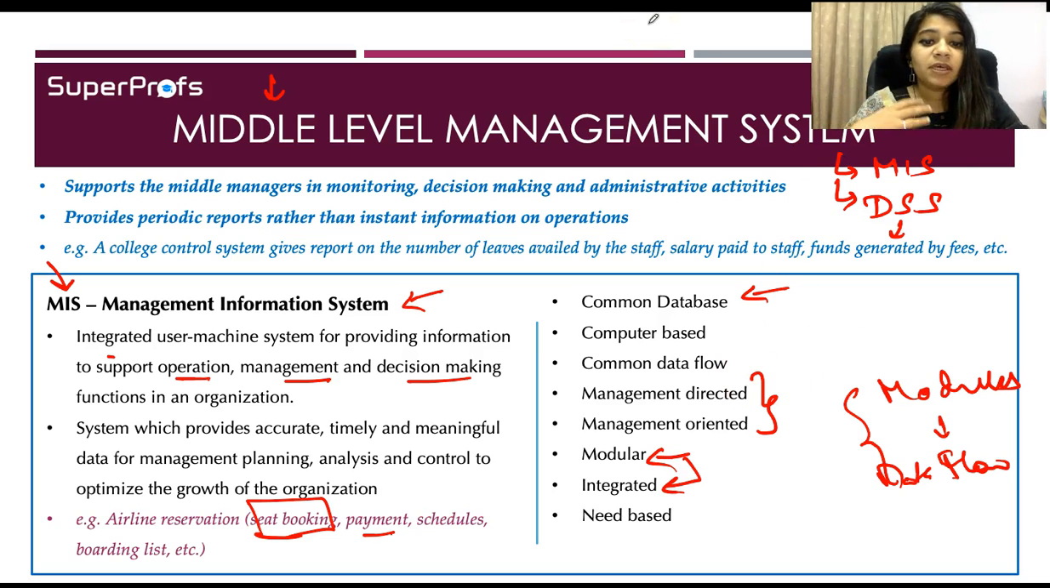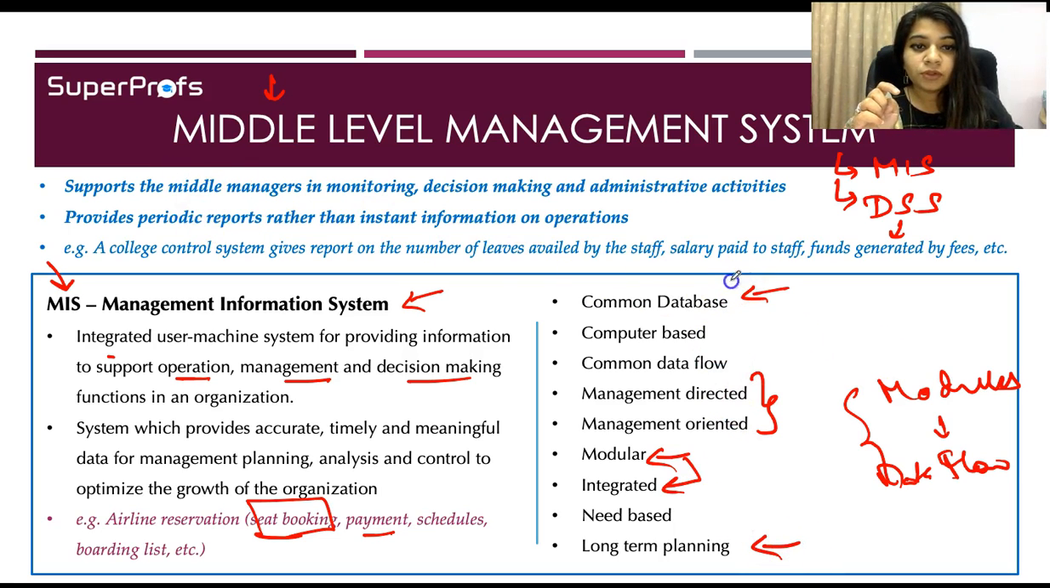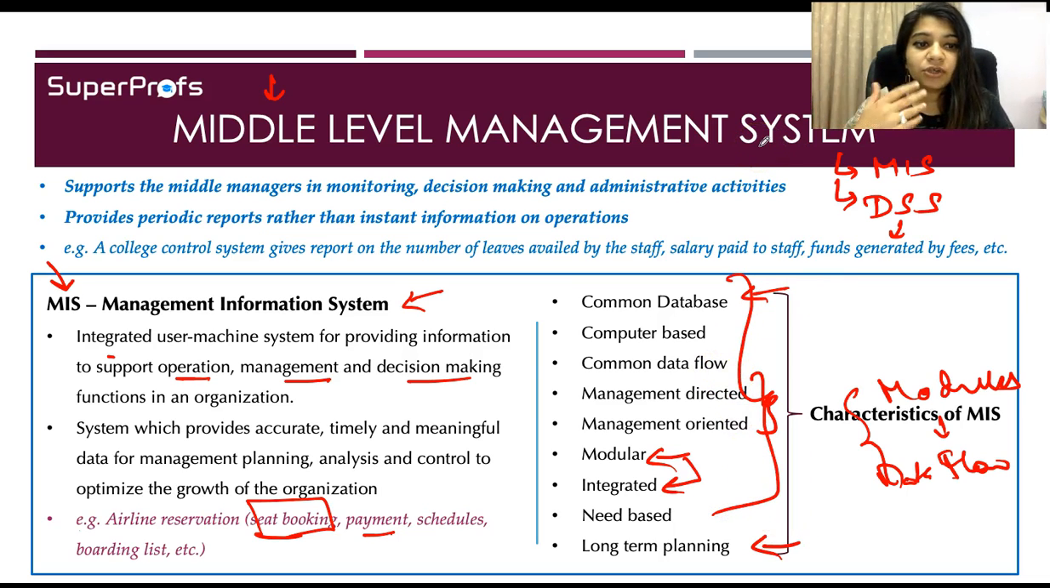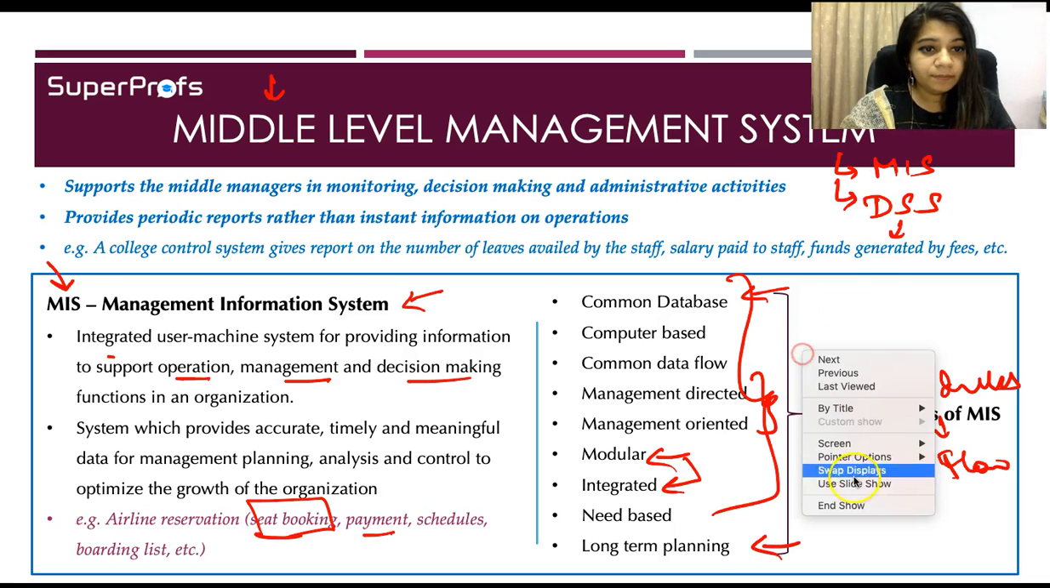Okay, and why would you do so many activities? Because it should be need based. So whatever piece of information is required to take a particular decision, that should be there. So it should be need based. Also it should help in long term planning. So all these are the characteristics of MIS. Okay, again I will just help you to remember them.